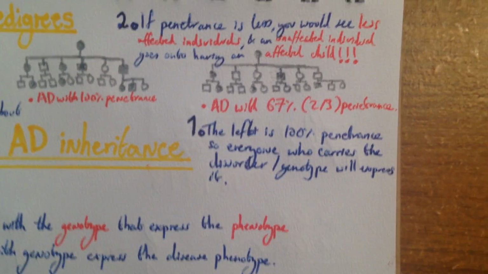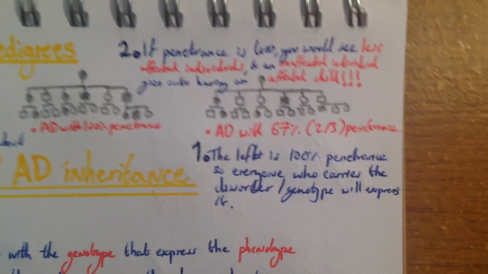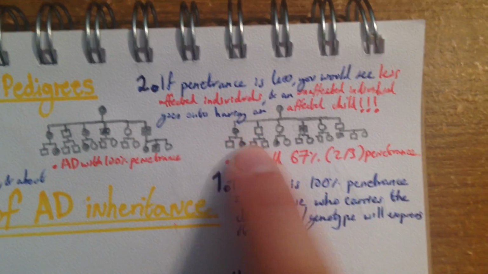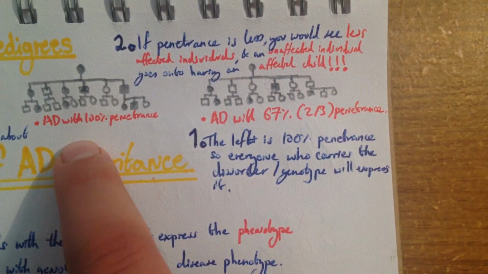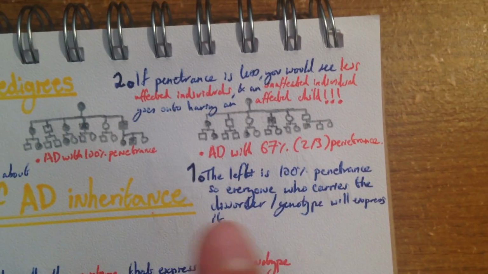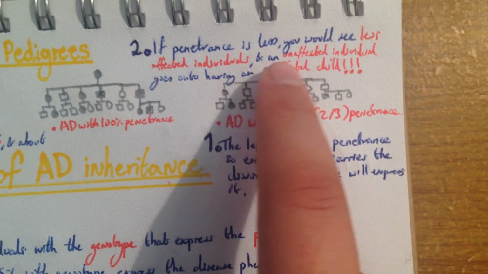So I'm going to repeat that. If penetrance is less, you would see less affected individuals. So as we see in this one, there's less affected individuals in this pedigree than in this pedigree. And secondly, an unaffected individual goes on to having an affected child.